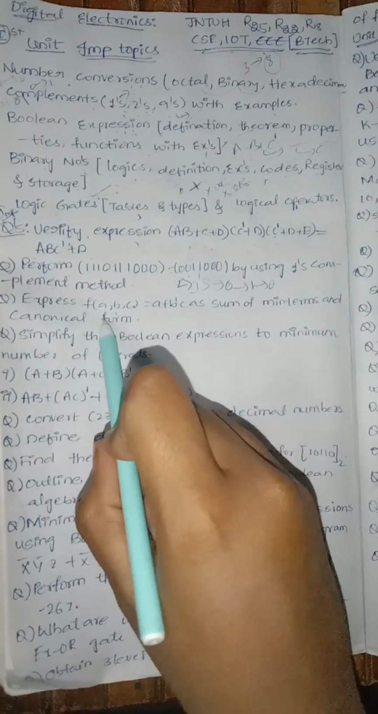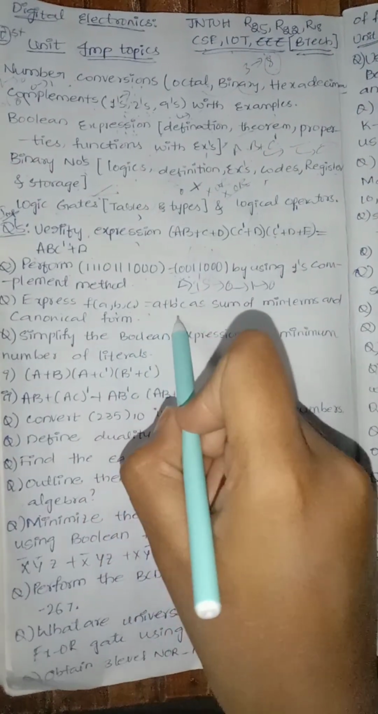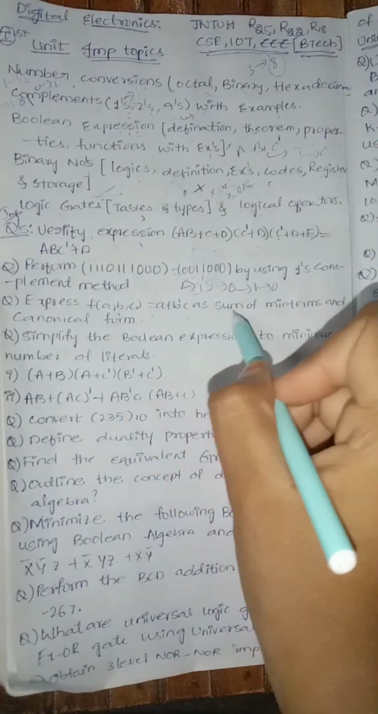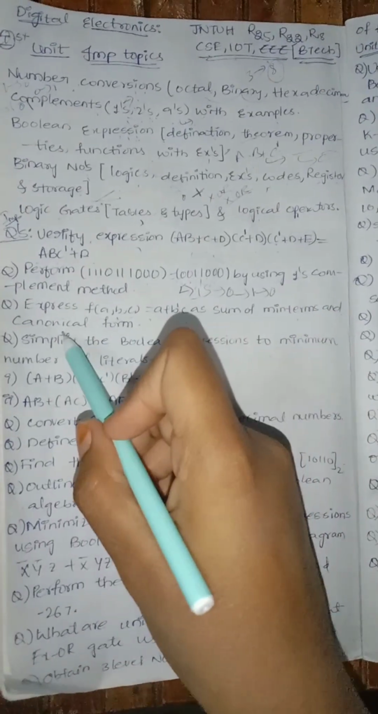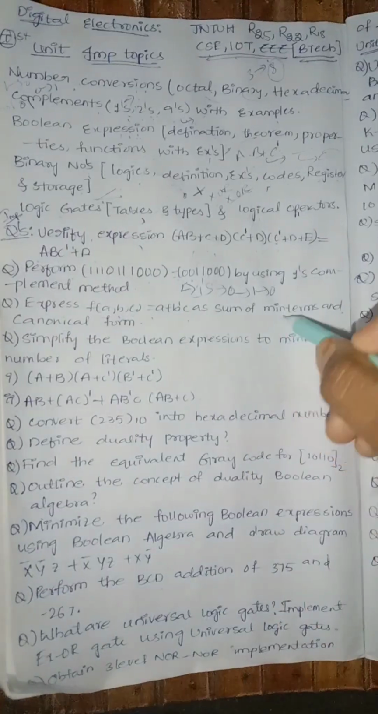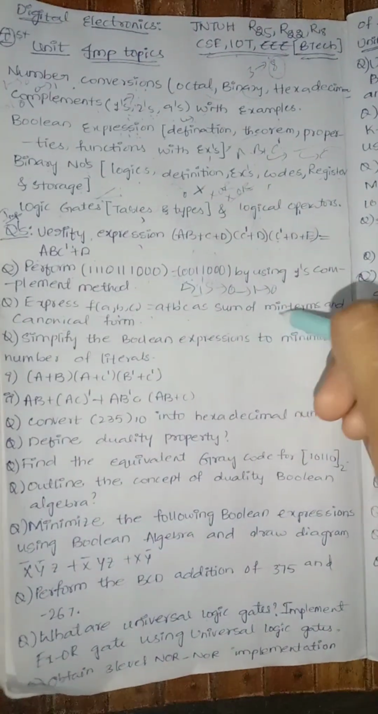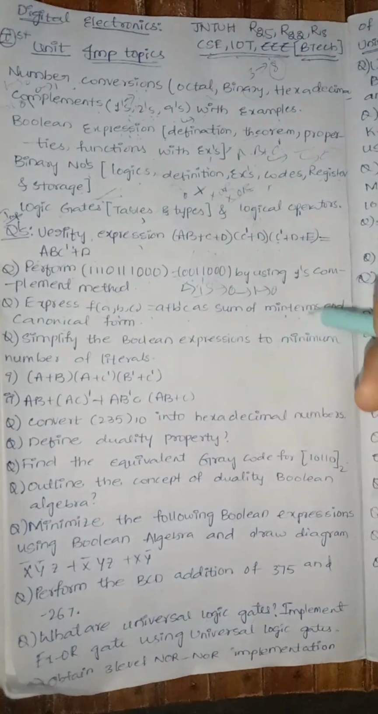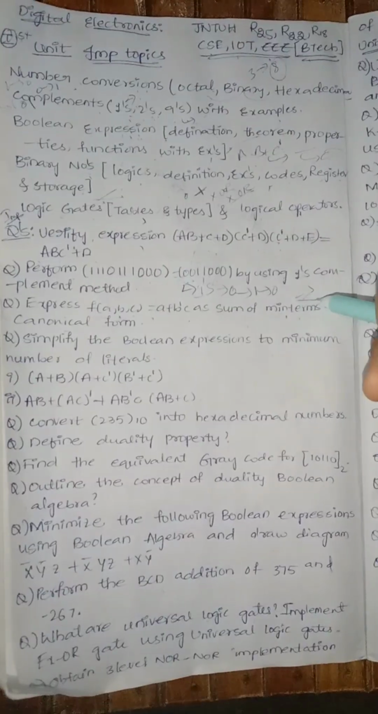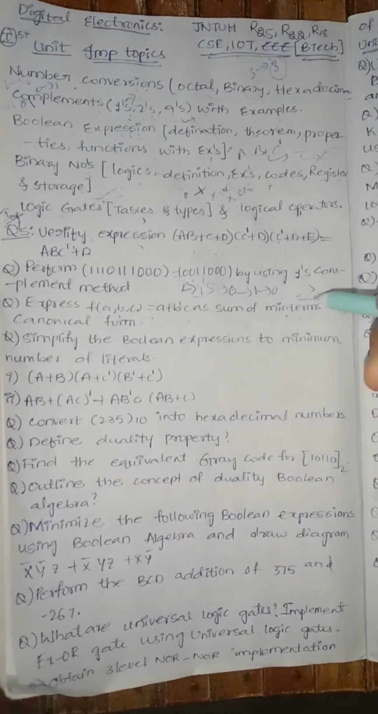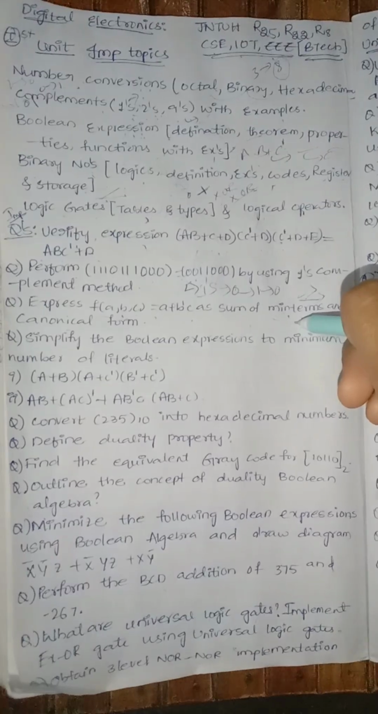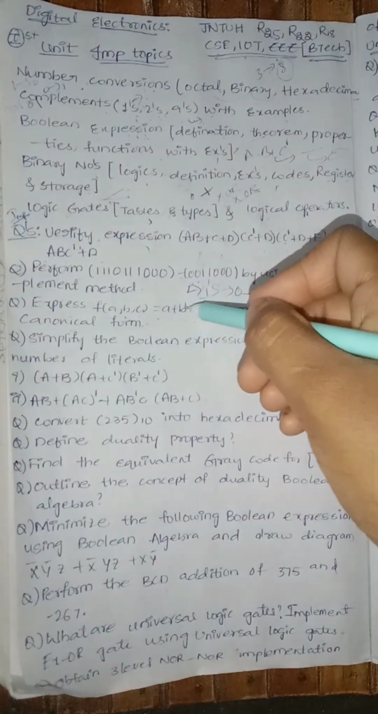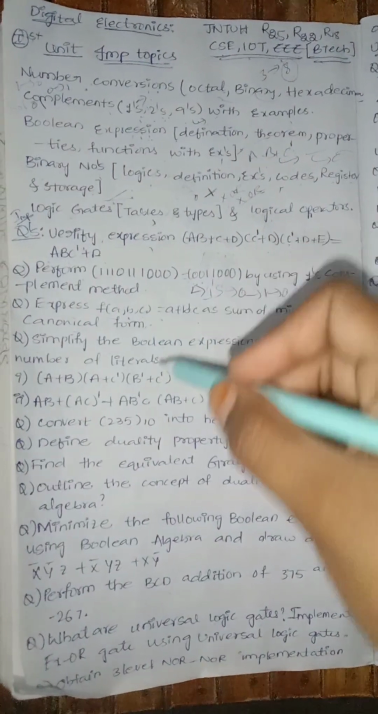Express F of a function A B C equals A plus B dash C as sum of minterms and canonical form. We have canonical form, in that we have sum of minterms and sum of maxterms. For minterms, one output is there. For maxterms, another output is there. By seeing sum of minterms and maxterms in canonical form, we can solve questions on this concept.